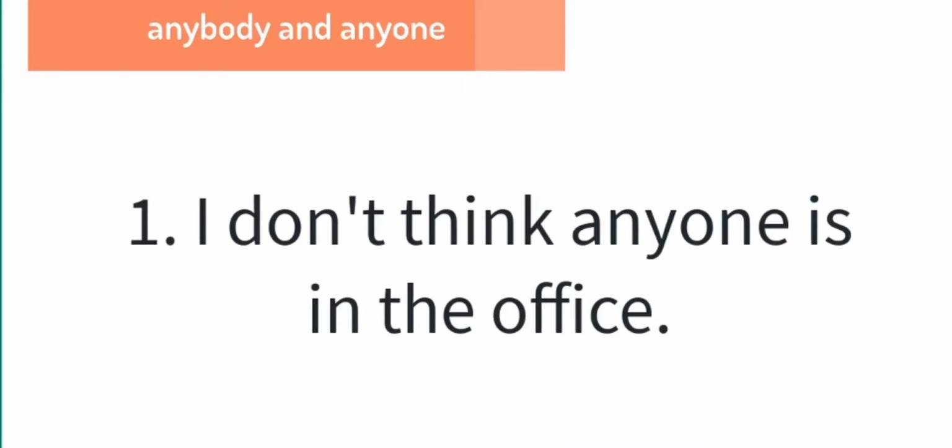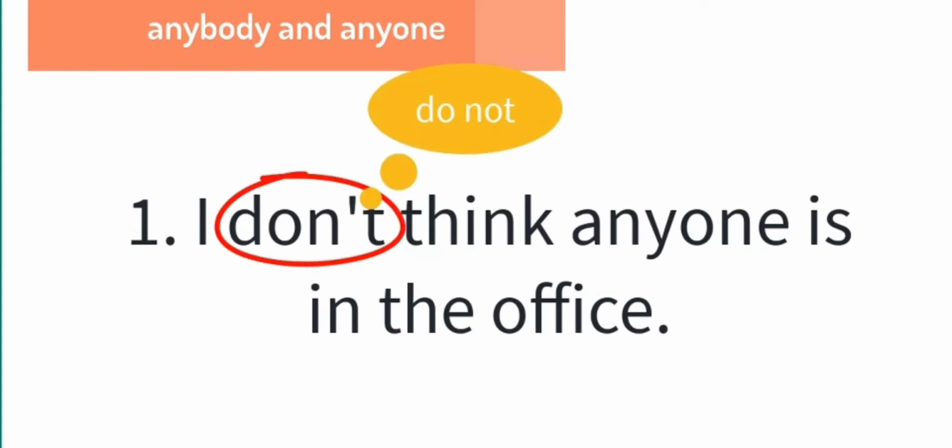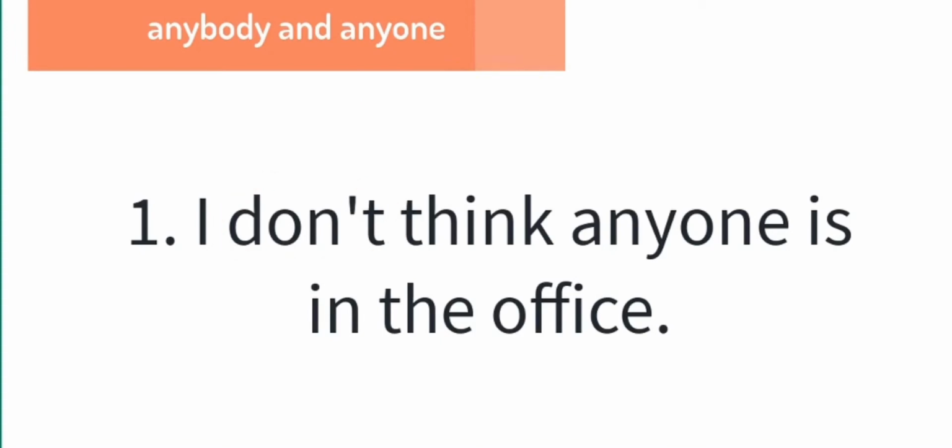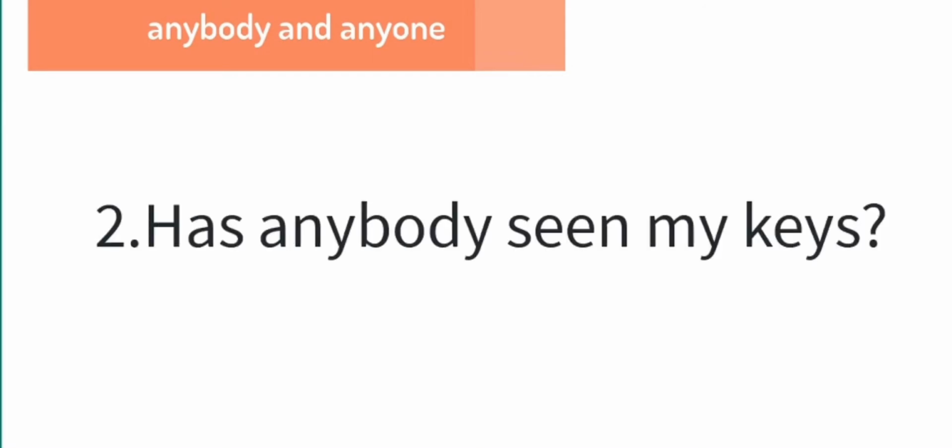So for our first example, we have, I don't think anyone is in the office. As you can see, it ends with a full stop. And this statement is negative because of the word don't, which is the contraction of the words do not, which is why we use anyone in this sentence. For the next example, we have, has anybody seen my keys? This statement is in the form of a question, and we use anybody because it is looking for some kind of information.